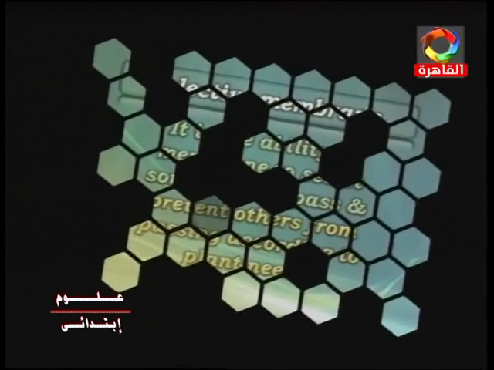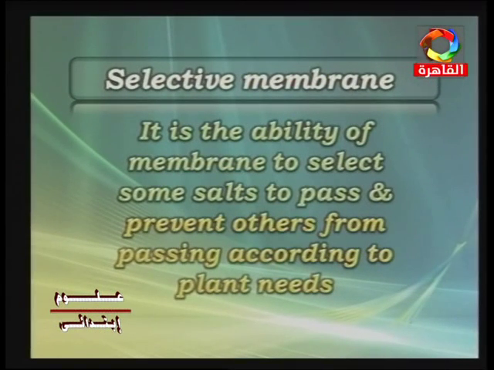Another piece of information is the selective membrane. What is meant by selective membrane? We know the membrane from the last part: it is the semi-permeable membrane. The selective membrane has the ability to select some salts to pass and prevent others from passing, according to the plant's needs.